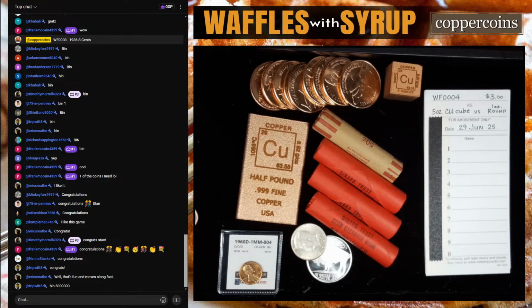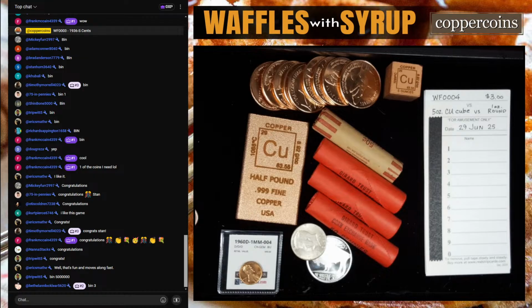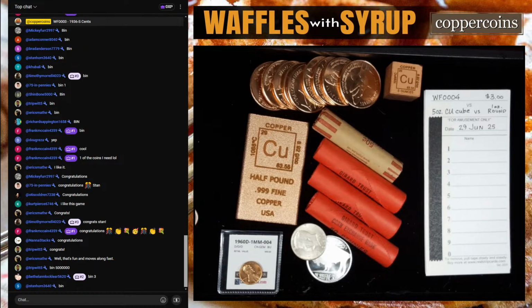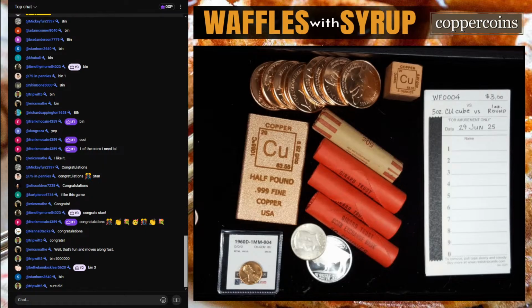And let's see here. Bin 5 million. Did you have your pinky up to your mouth when you were saying that? Bin 5 million. Let's see here. WF0004 is the 5-ounce copper cube. Okay, 5-ounce copper cube. All right, we're going to get this one started in 5, 4, 3, 2, 1, go.